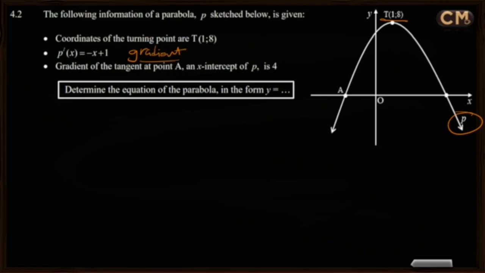Doesn't matter where you are or how the gradient changes, it is given by this little equation over there. The gradient of the tangent at point A, an x-intercept of P, is 4. So somewhere over here, the gradient of the tangent is 4. Also happens to be the x-intercept. Determine the equation of the parabola in the form y is equal to.